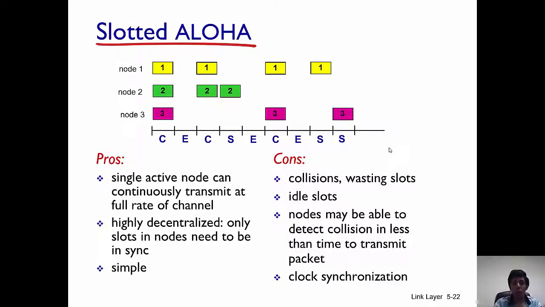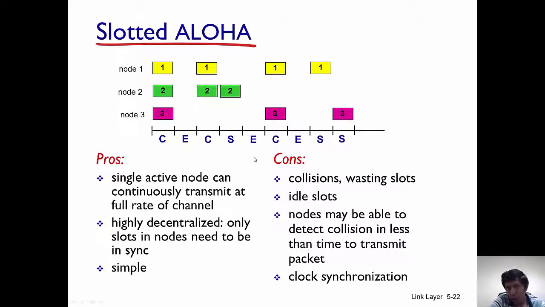So one of the biggest advantages of this is that if there is only a single node which has some data to transmit, then it could utilize the channel fully. It could just keep transmitting, there are going to be no collisions, and you could use the channel fully. The other thing is it's very simple and it's purely decentralized. There is no central authority telling nodes when or how they have to transmit. The only thing is that there is a synchronization issue, that all nodes need to know the beginning of the time slots, because transmission is beginning at the beginning of a time slot.